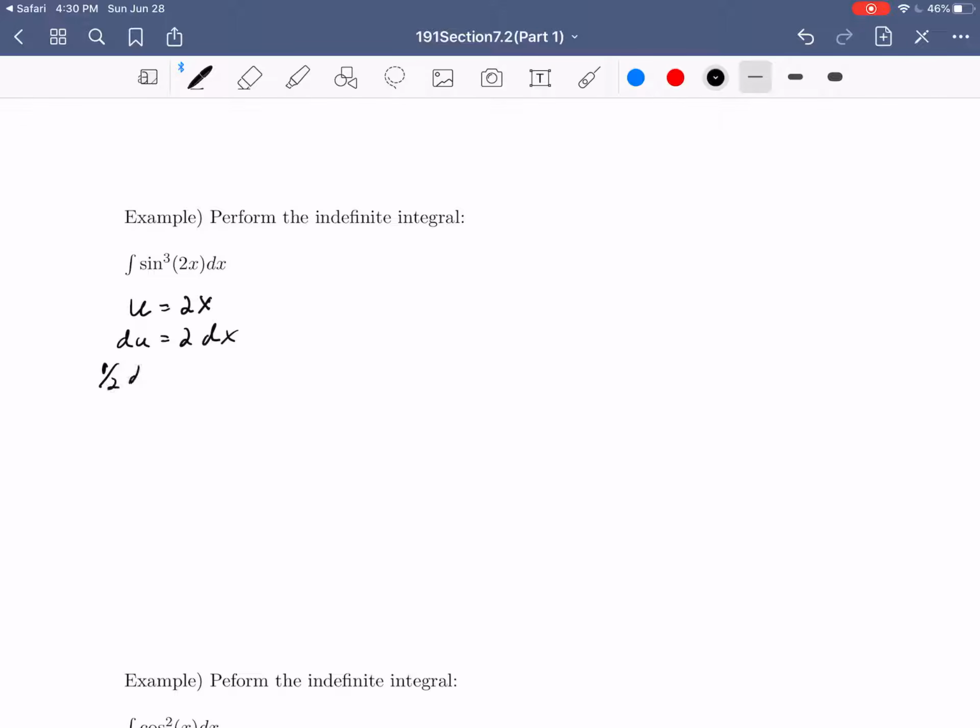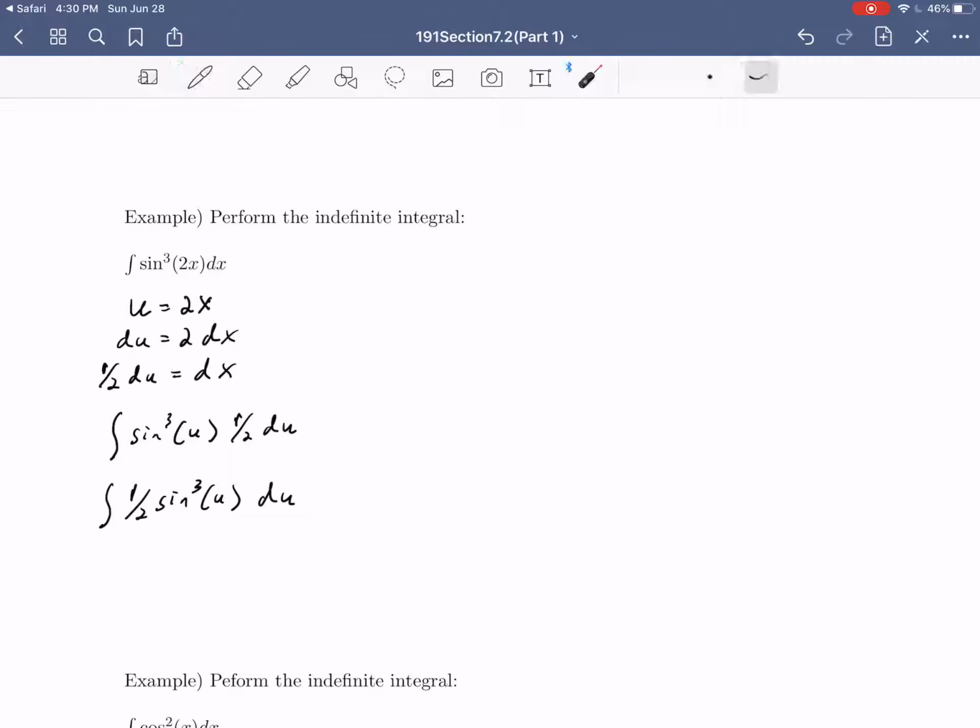Then we have 1/2 du is equal to dx, and we can change this into the integral of sine cubed of u times 1/2 du, and let's just put the 1/2 in front: 1/2 sine cubed u du. Okay, so that's just to take care of that weird 2x in the argument. Now let's focus on this.